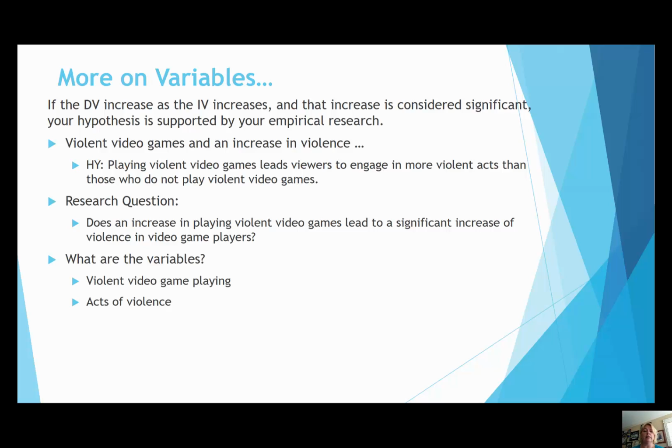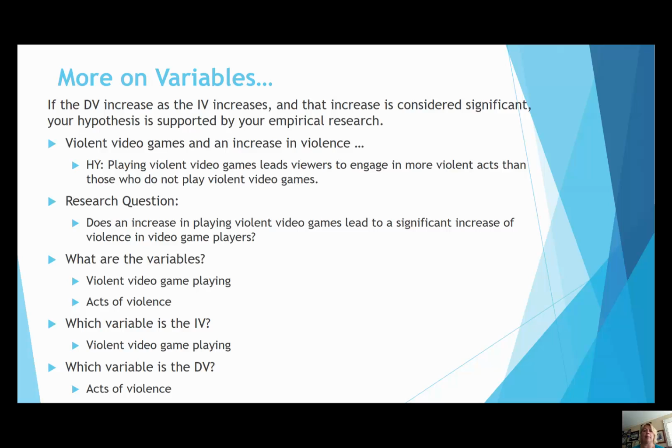Violent video game playing and acts of violence. Which is the independent variable? Which one is said to cause an effect in the other? The violent video game playing, right. Which is the dependent variable, or the one that's affected by the independent variable then? The acts of violence that happen afterwards. If you see an increase, then your hypothesis may be correct.